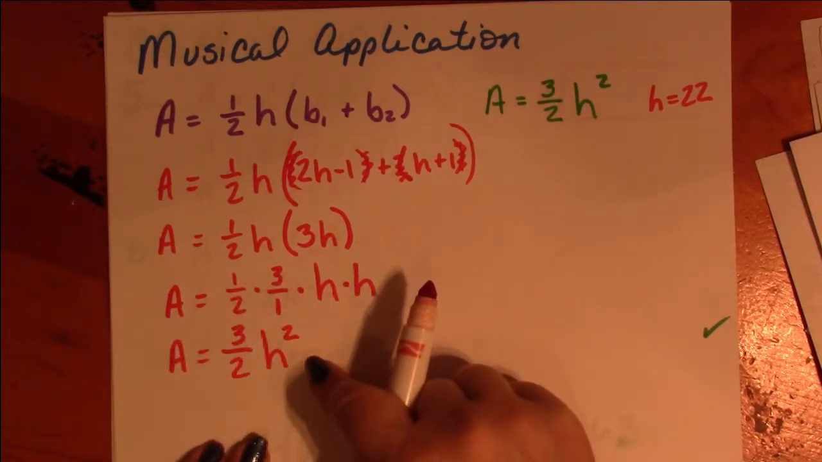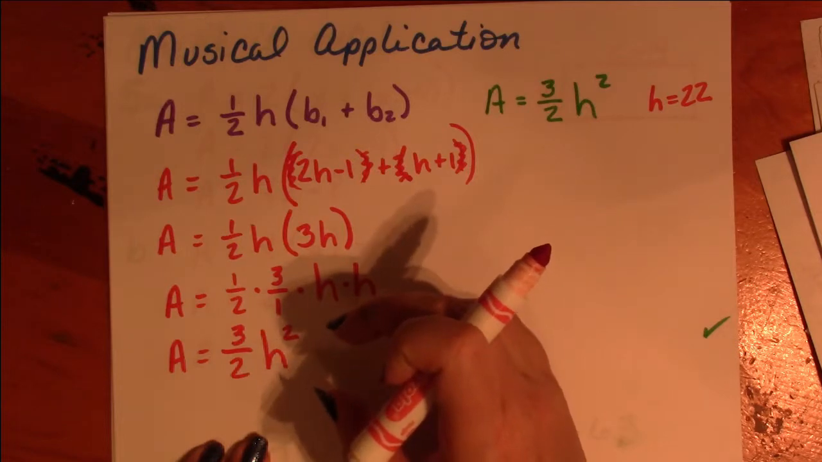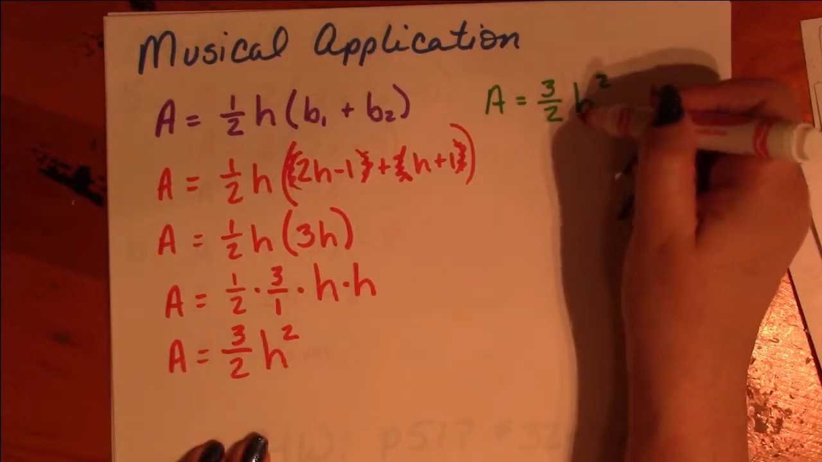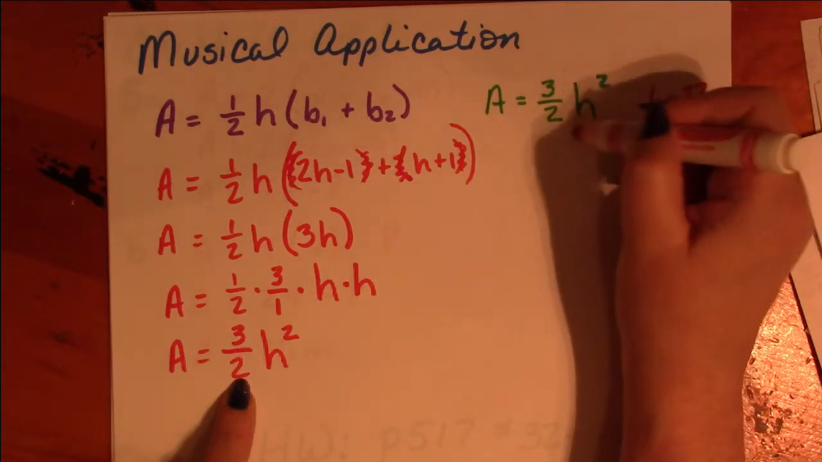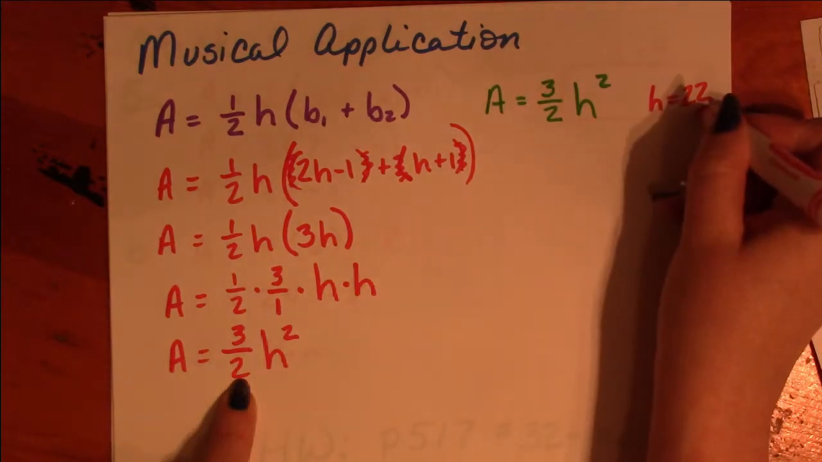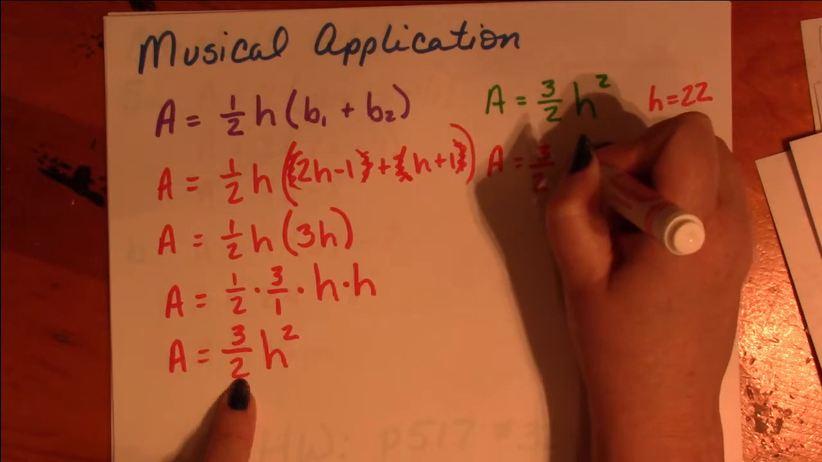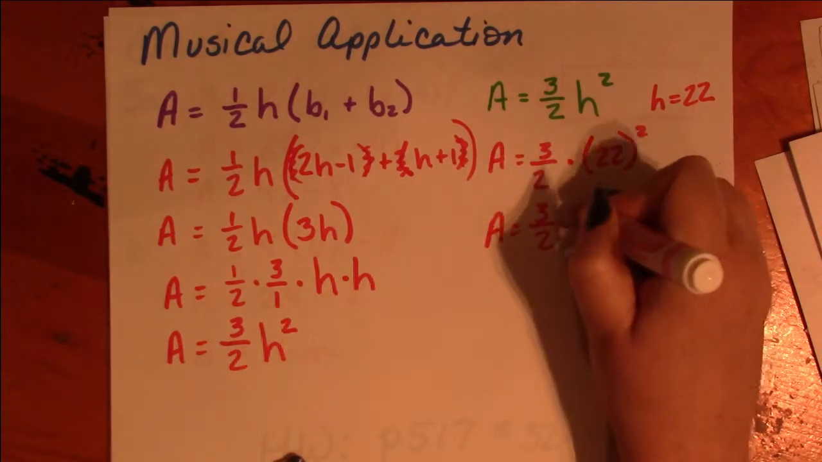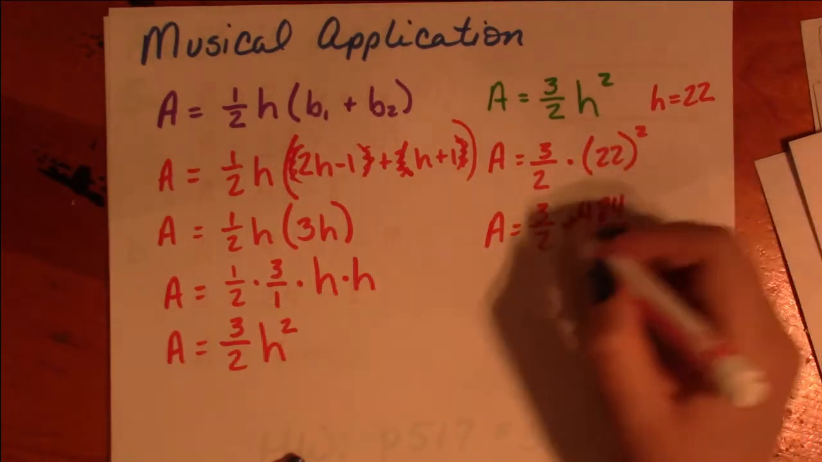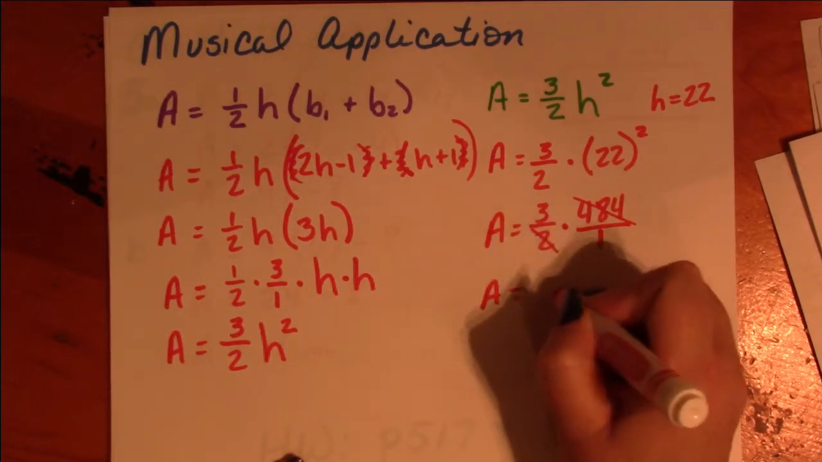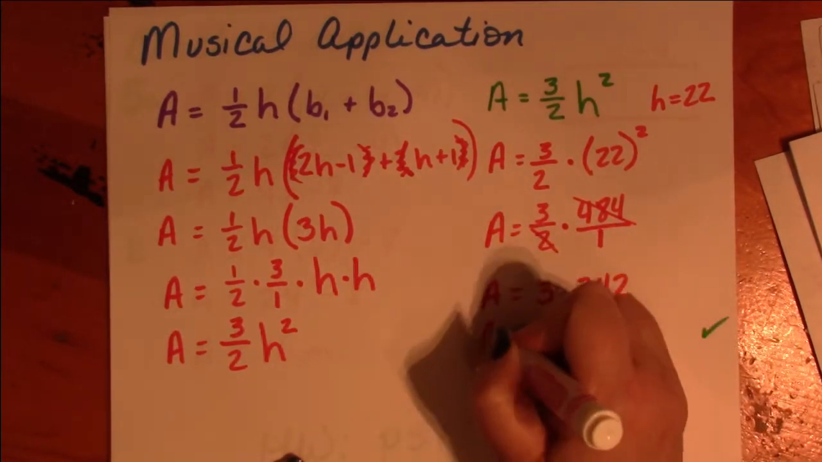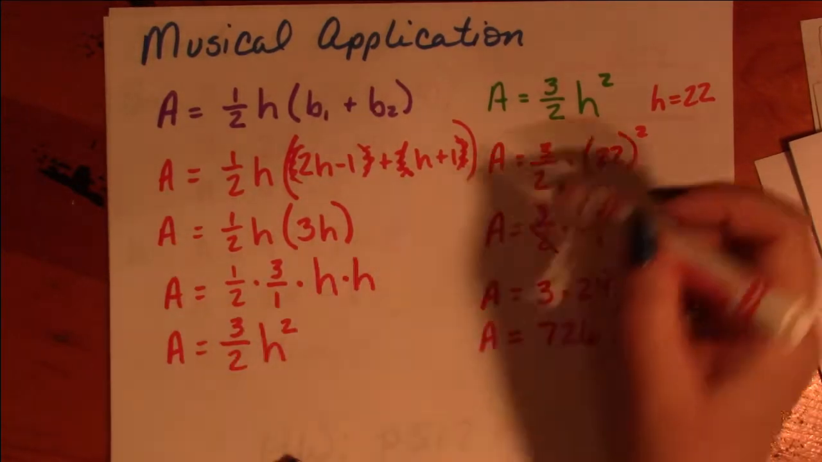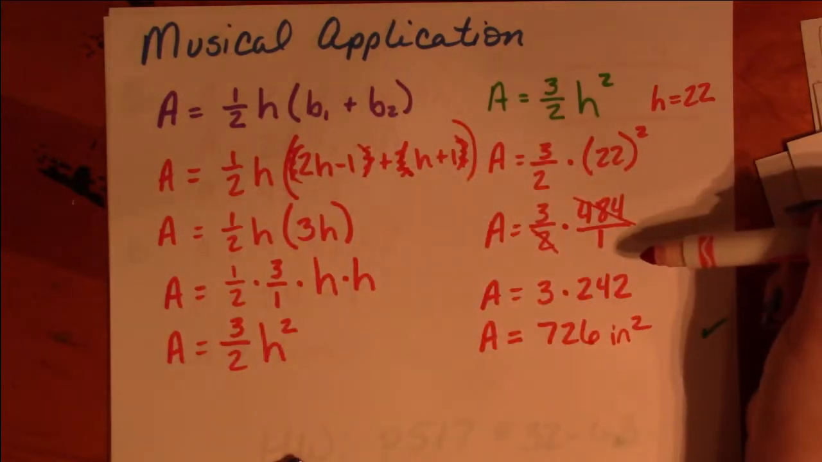So this is going to be our area, the formula for our area when we don't know what the height is. And then the second part of the problem tells us what the height is. If the height is 22, find the area. So we're going to start with our formula here, 3/2 h squared. So we're going to stick 22 in for h. Area equals 3 over 2 times 22 squared, which is 484 over 1. Now I want to cross cancel my 2's here, and the area is 3 times 242, which is 726 inches squared.